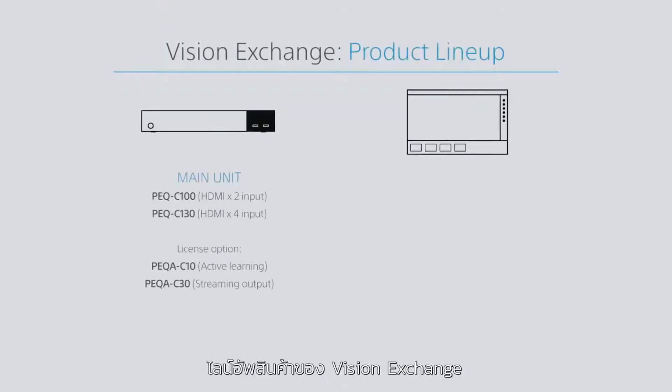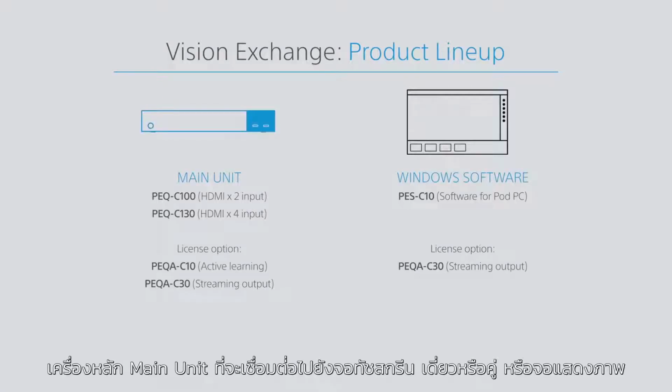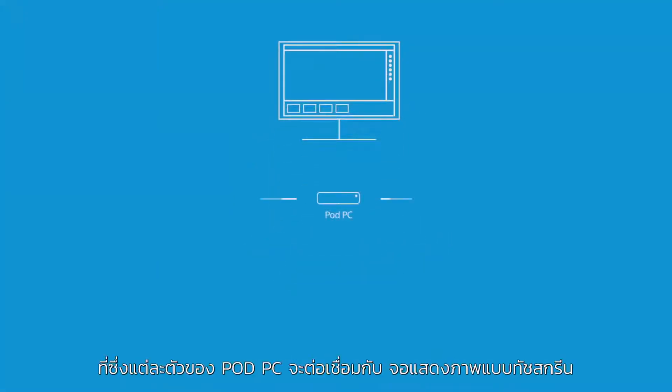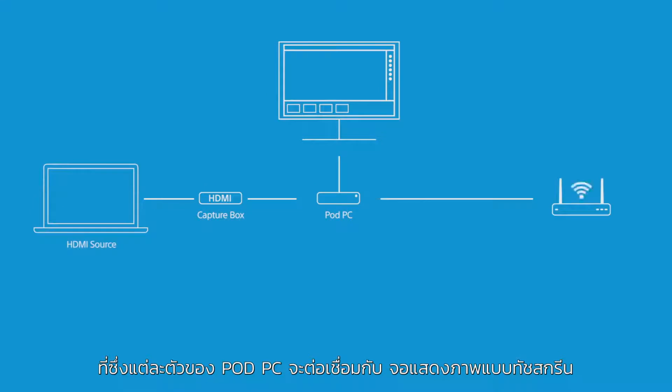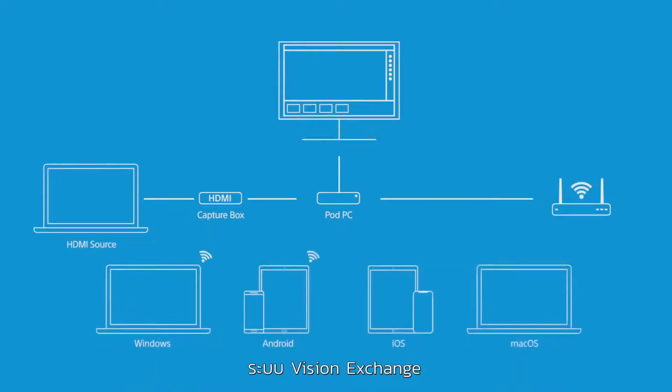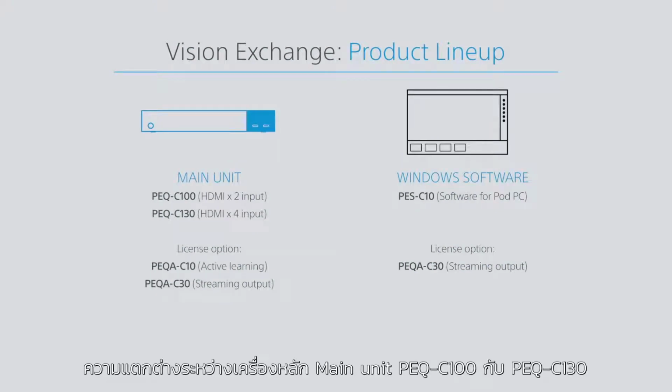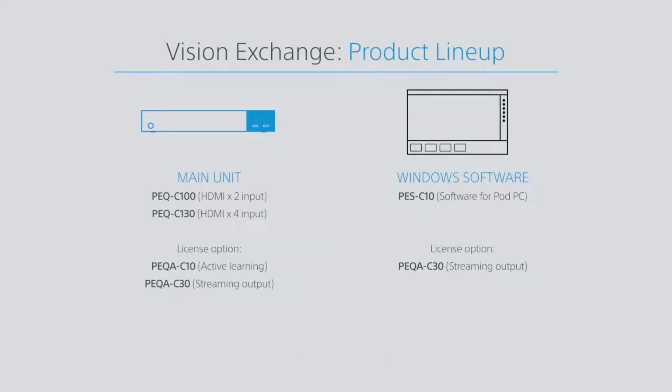The Vision Exchange product lineup includes a main unit, which is connected to a single or dual touchscreen display or displays, and is expandable to include multiple pod PCs, each of which is connected to its own touchscreen display. The Vision Exchange system has multiple hardware configurations and software licensing options depending on the needs of your specific classroom environment. What differentiates the main unit's PEQ C100 and C130 are the number of HDMI inputs they offer. The C100 has 2, while the C130 has 4 HDMI inputs.